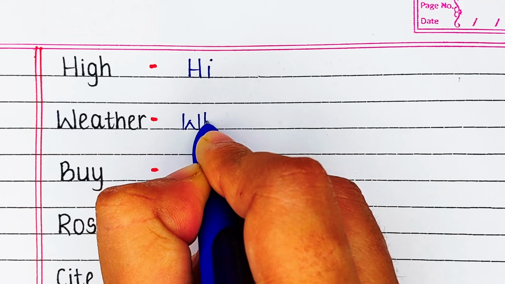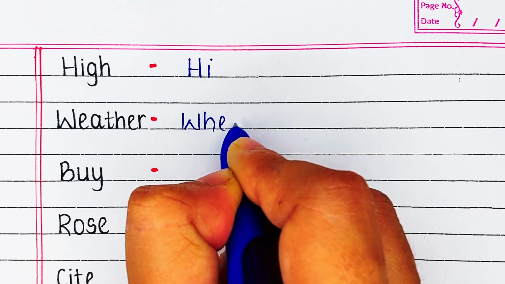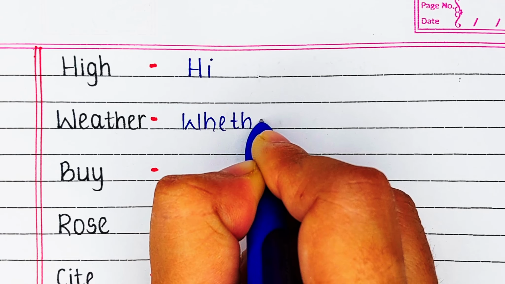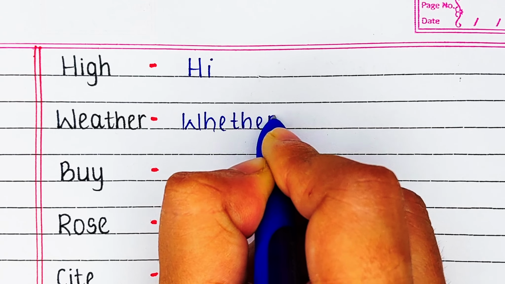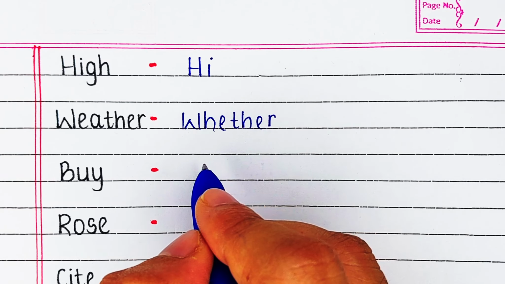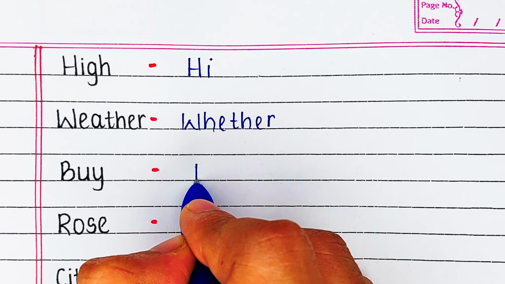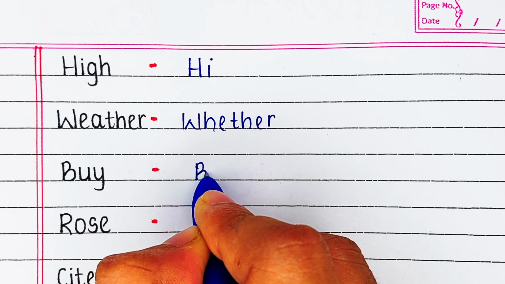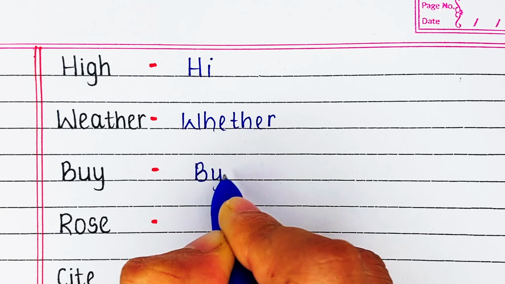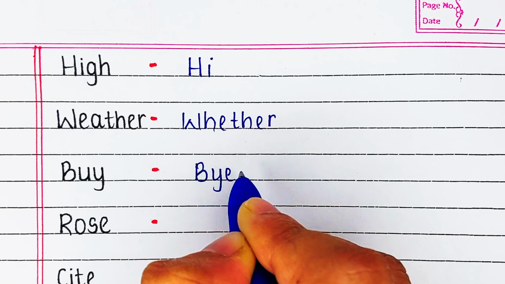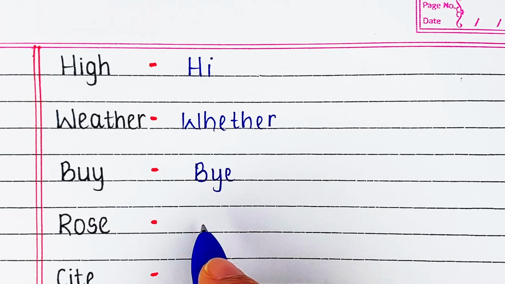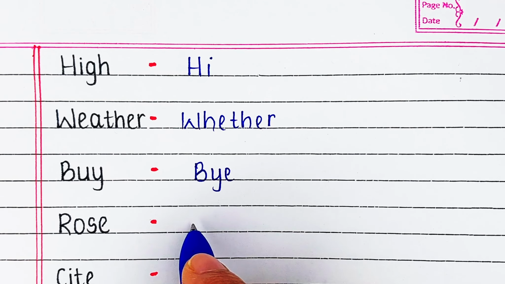Next pair of confusing words is weather. WEATHER means the state of the atmosphere, whereas WHETHER means an expression of doubt. Next pair of confusing words is buy. BUY means purchase, whereas BYE is the short form of goodbye.